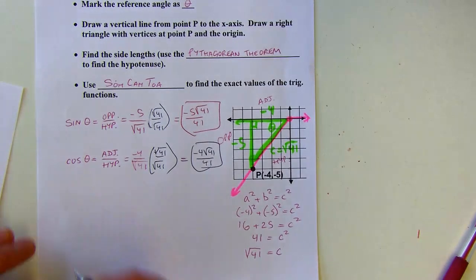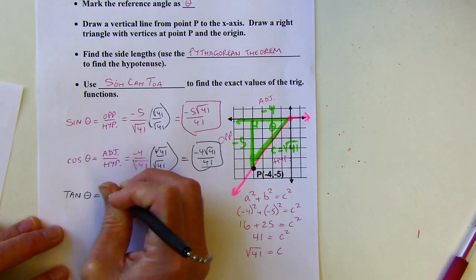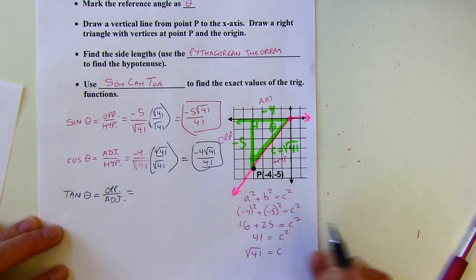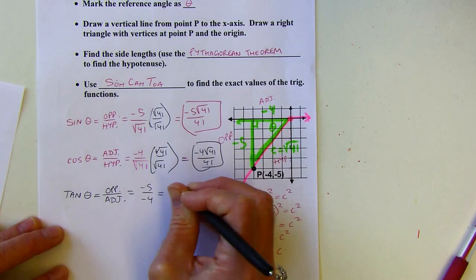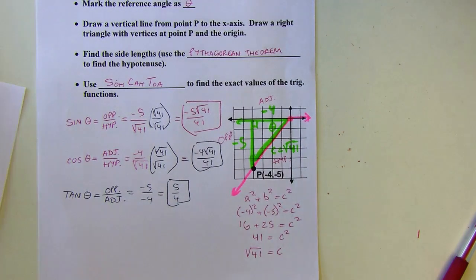Okay, and then tangent, opposite over adjacent. So the opposite here is -5, adjacent's -4, and then that simplified to 5/4. Okay, and then we found sine, cosine, and tangent. We could find the reciprocal functions as well.